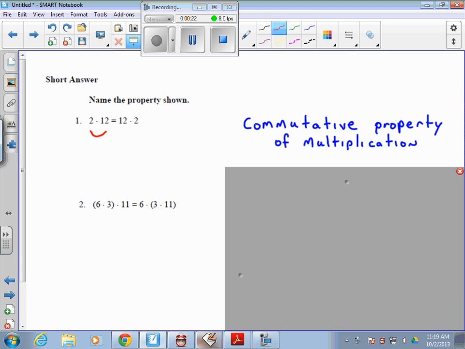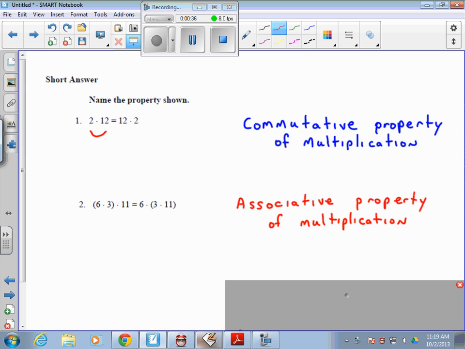Number 2 says 6 times 3 times 11, and the same thing is equal to 6 times 3 times 11. The only thing that's different is the parentheses moves from the 6 times 3 first to the 3 times 11 first in the second one. So the association changes. That's the associative property, and it's of multiplication.